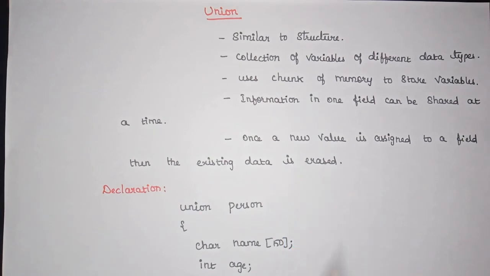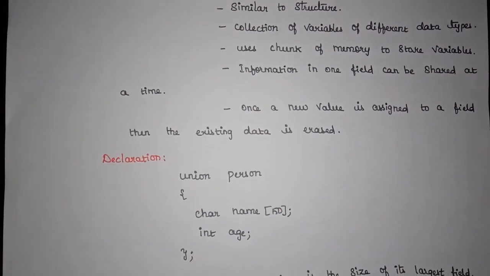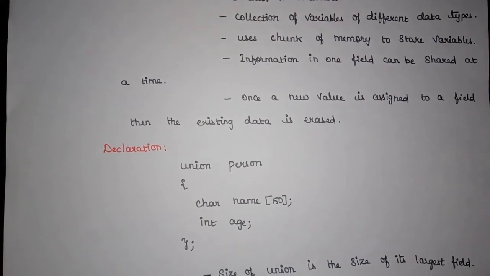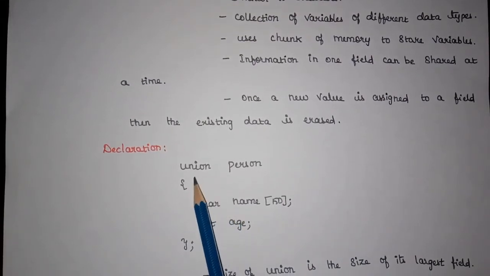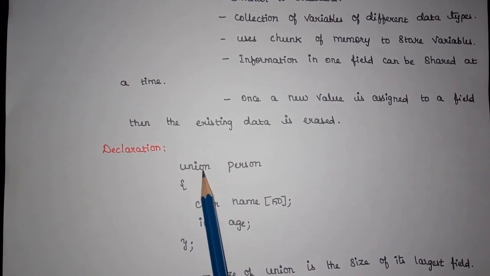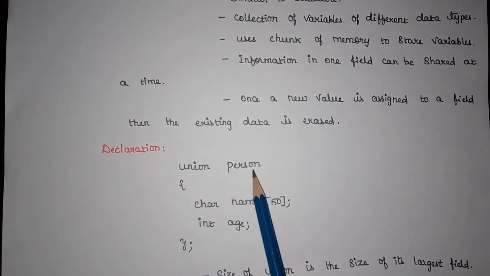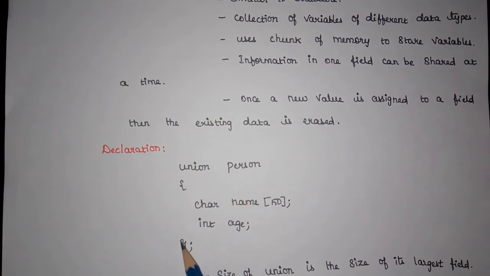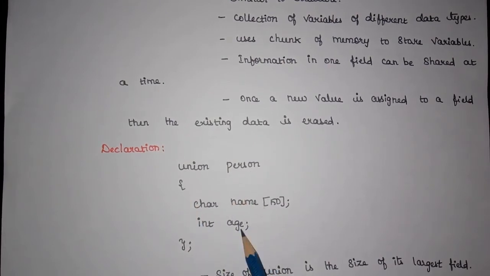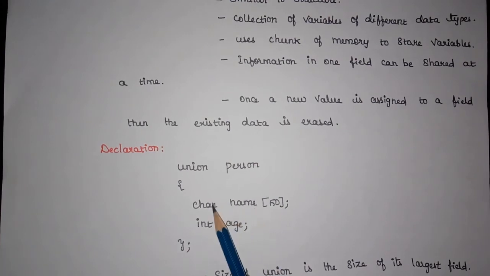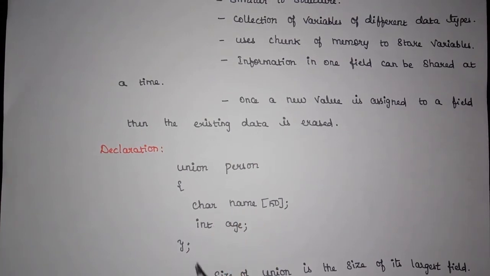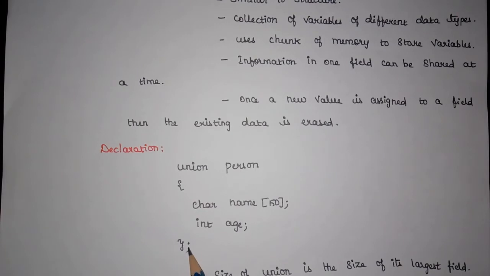Coming to the declaration of a union, how can we declare a union? It is just similar to our structure. In the same way that we declare a structure, we can declare a union. The keyword for defining a union is the union keyword. Here person is the name of the union. Inside this union we have member variables, name of character type and age of integer type, and then we end the union with a semicolon, just like our structure.